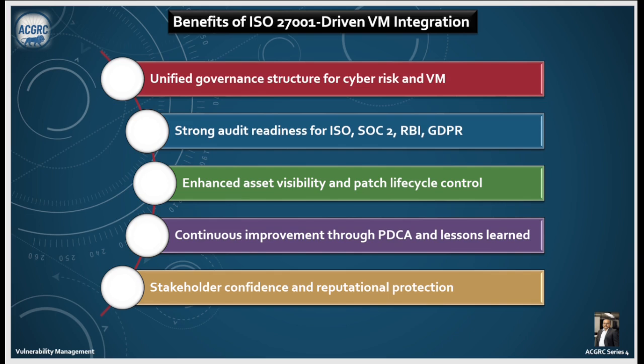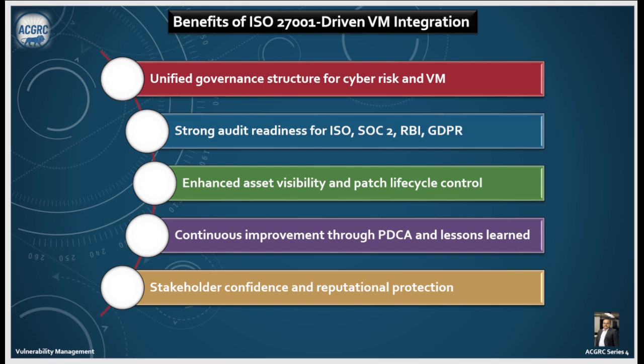First, better risk visibility and prioritization. What it means? Well, ISO 27001 helps you identify what's most important to protect. When VM is part of that system, you can focus on vulnerabilities that truly matter to the business, not just chase every alert. Benefit: you prioritize high risk issues first and reduce the chance of critical security breaches.